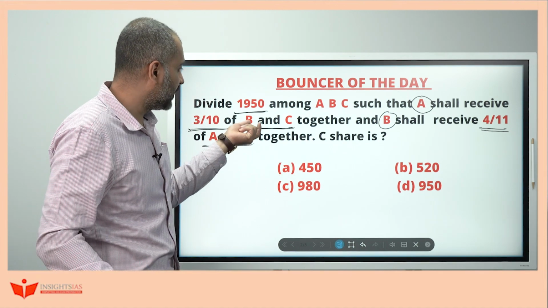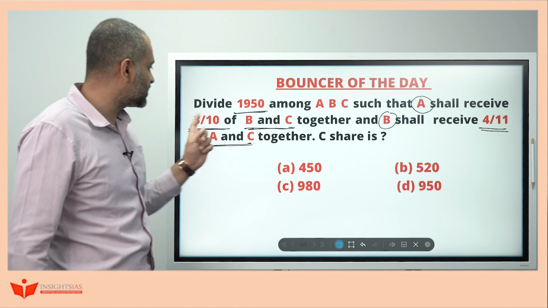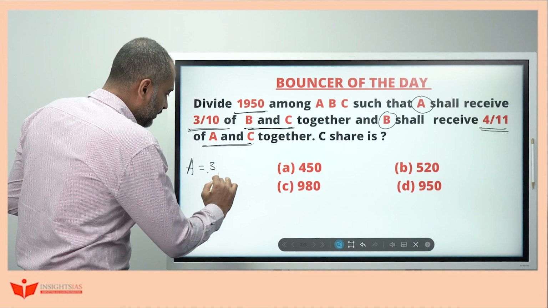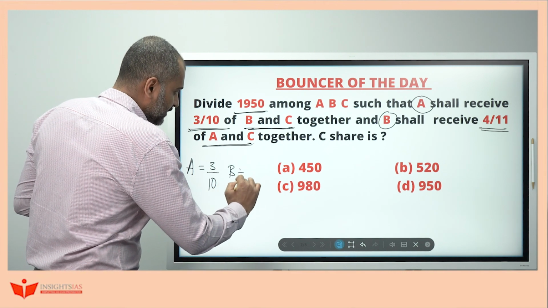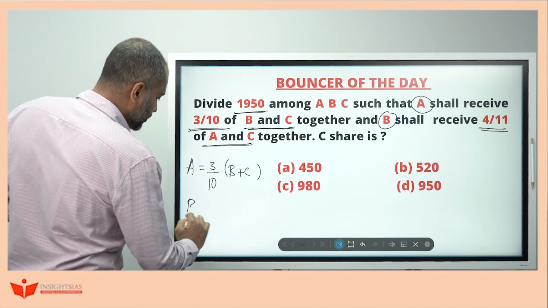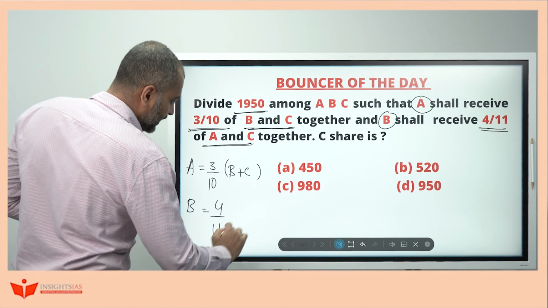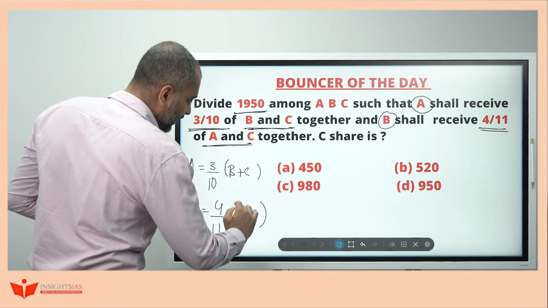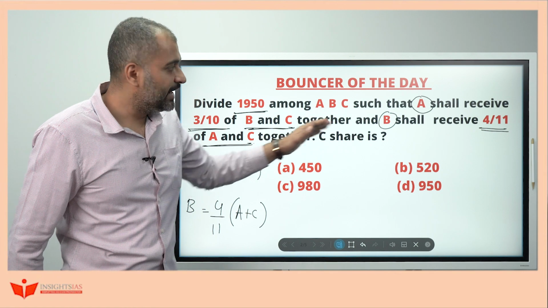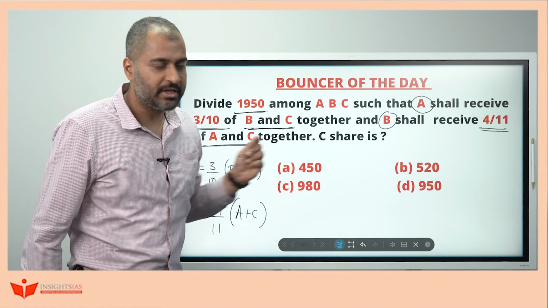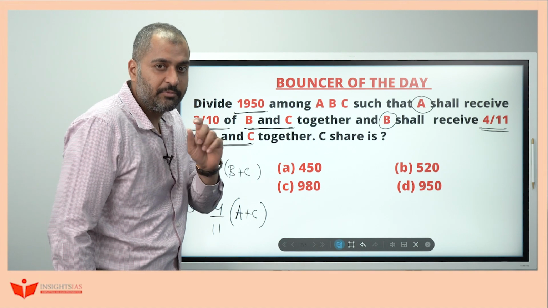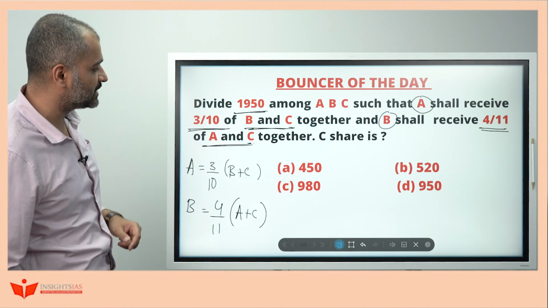You have to divide 1950 among A, B, C such that A shall receive 3 by 10 of B and C together, and B shall receive 4 by 11 of A and C together. This is the data given, isn't it? Do not go by any calculation here. Try to put logic here. If you understand, then the solution becomes very brief. In 1 or 2 steps you can get the answer here.